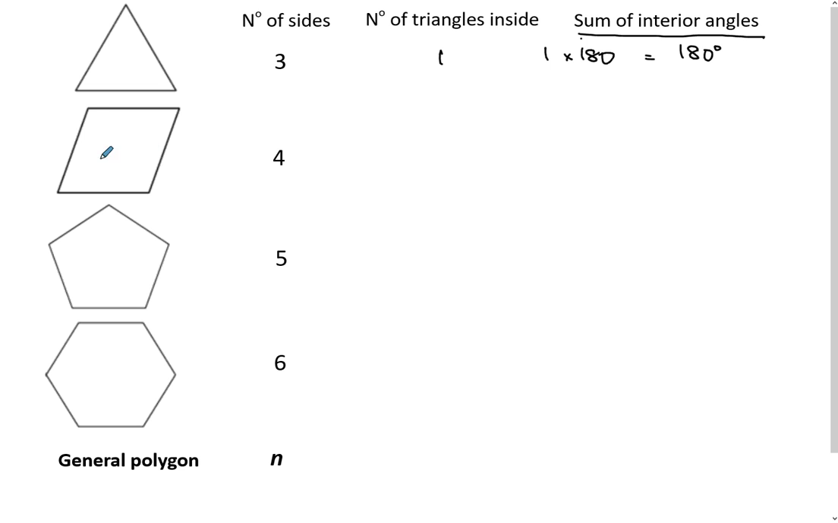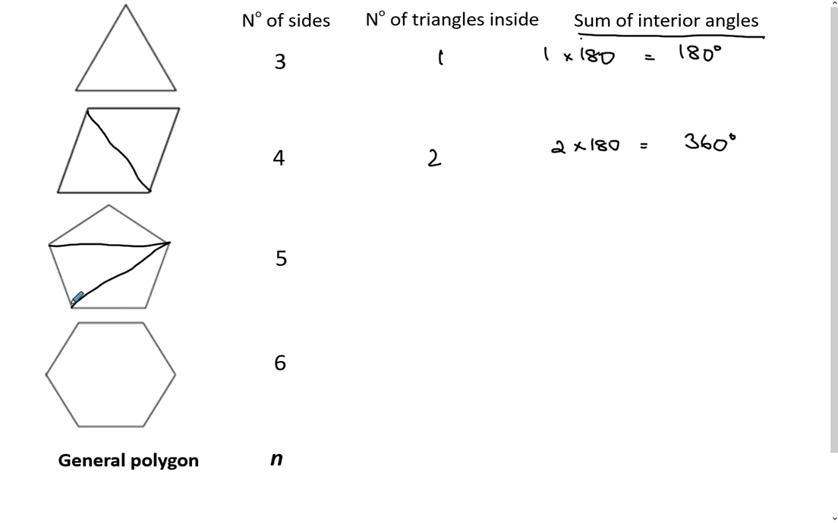Number of sides 4 in any quadrilateral, and the least amount of triangles you can get would be 2 in there. So you've got 2 triangles, so 2 times 180 is 360. And you're virtually learning your 180 times tables. Smart, huh?